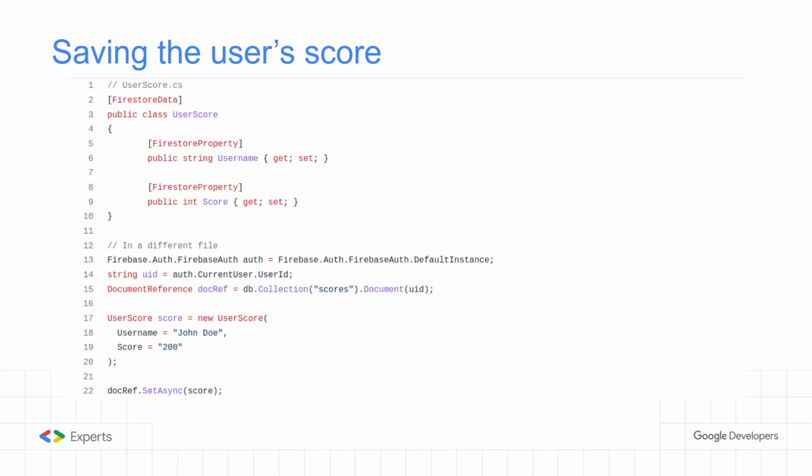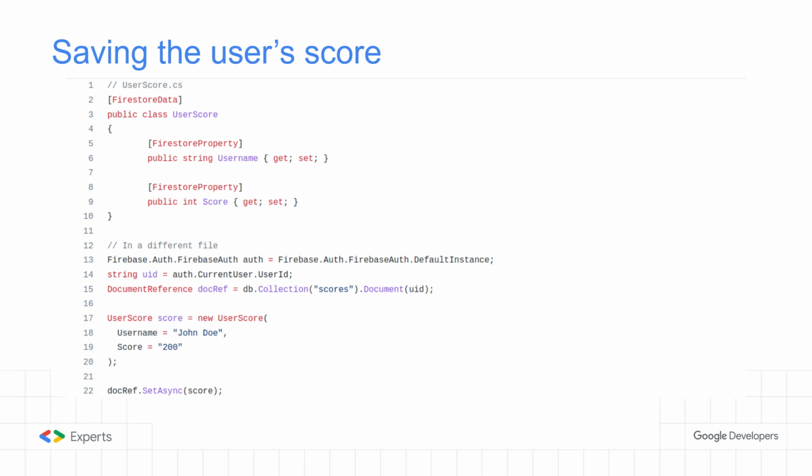First, we need to create a class to represent the user score. In this example, I only want to save the username and their total score, but you're free to add any other field that you need, such as the level where the user got that score, for example. Next, we need to have a collection. In this example, I'll create the collection scores, and each user score will be a document under that collection.